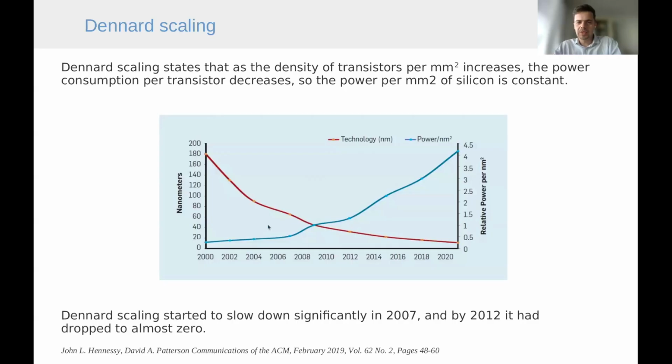up to around 2006, the scaling law worked very well. We had the same power for the same surface. But then, as we approach the microscopic or quantum scales of the system, unfortunately, we cannot make these electronic devices smaller and smaller and account for the same energy consumption. So this is why our devices become more and more power hungry.